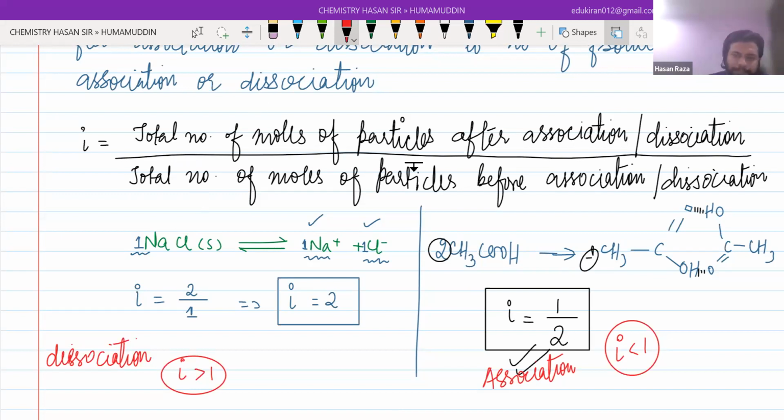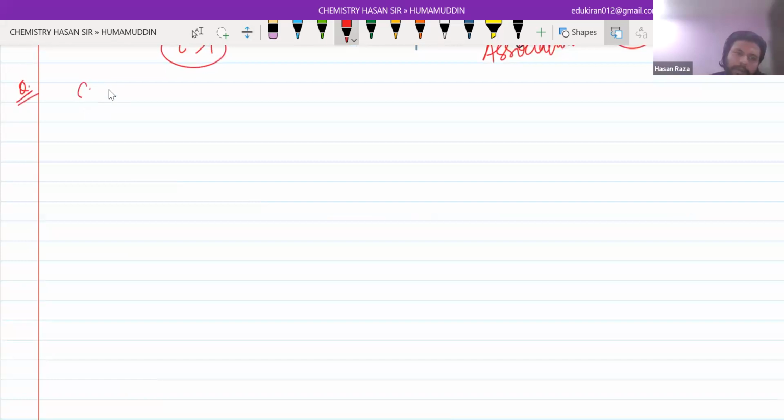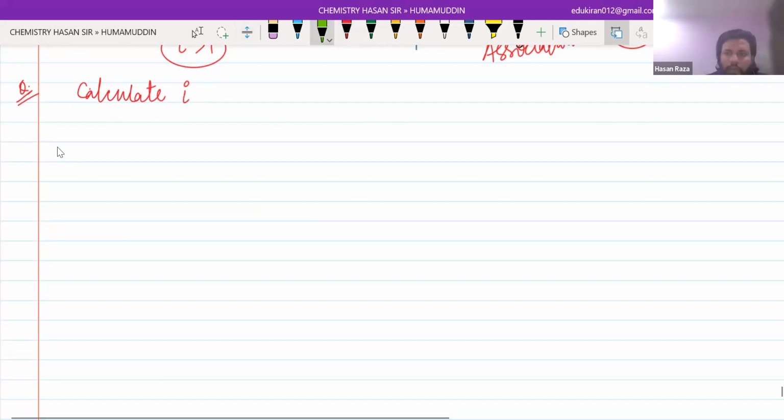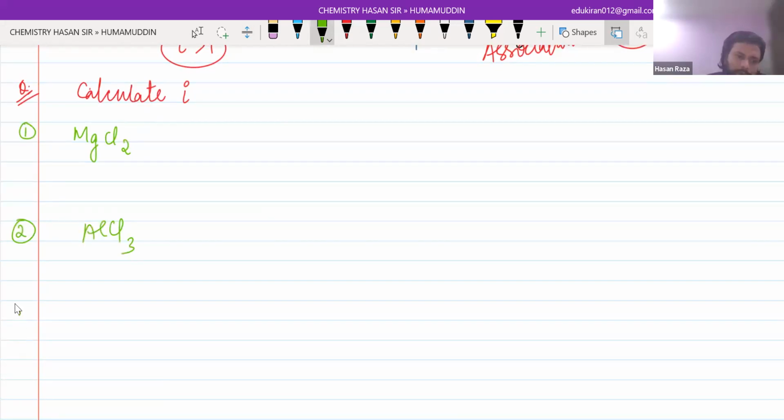Now, you just need to calculate i for different compounds. The first one I'm going to give you is MgCl2. Then AlCl3, and then comes Al2(SO4)3. Please calculate the value of i.